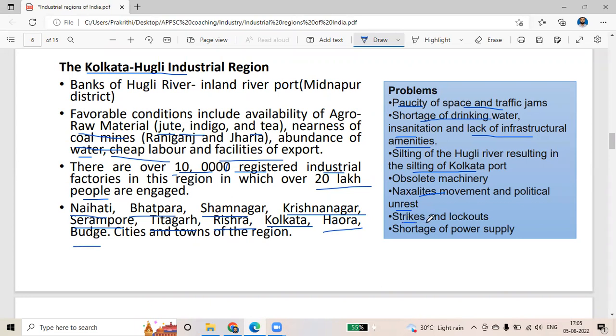Then strikes and lockouts. There are a lot of strikes in the industrial region. Then shortage of power supply. This region has coal production, so there is coal dependency for power. Then the Damodar Valley Project is in front of this. So all this gives power supply, but on the other side the availability of power supply is not competent with the demand.